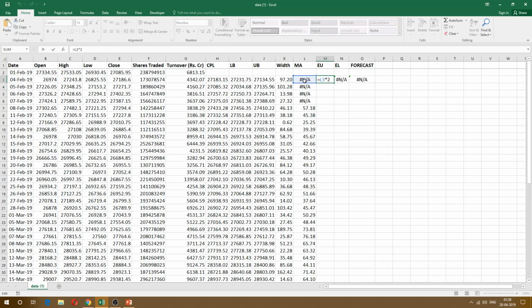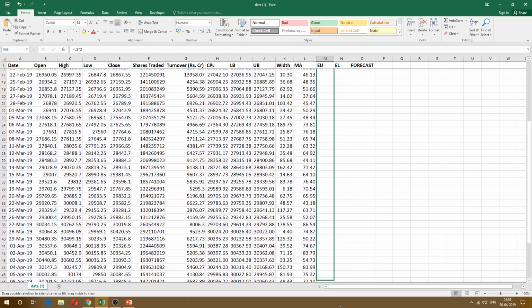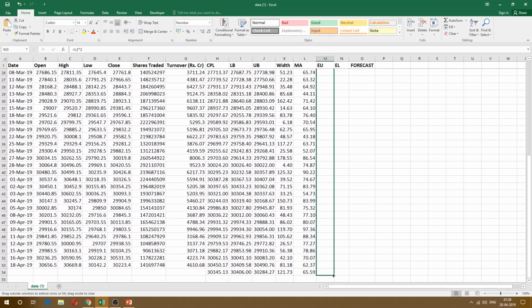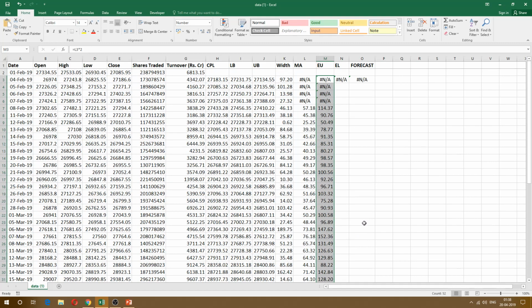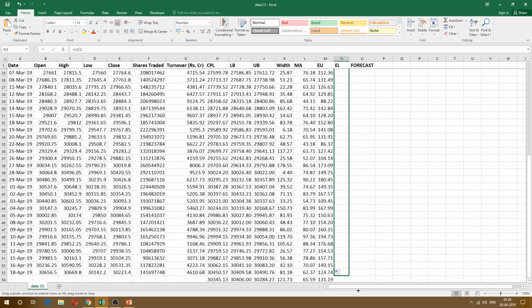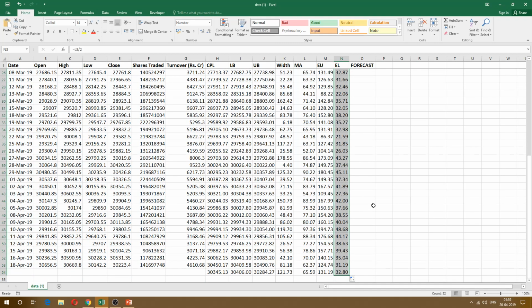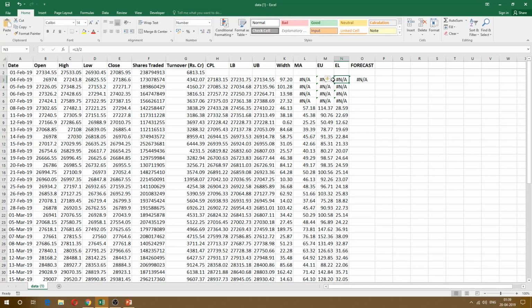So the formula is simple. You multiply the moving average by 2 for the extreme upper range, and then simply do it for all the rows, and we'll do the same for the lower: we'll divide the moving average by 2, and we'll do it for every row, every data we have.